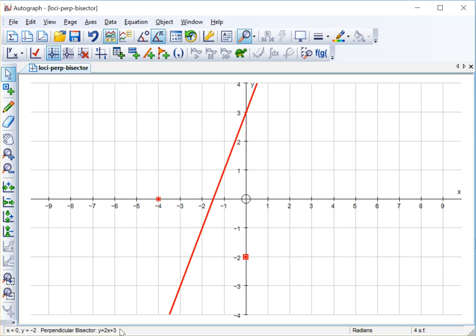I think it's great to see here that we can make a connection between geometric and algebraic forms to gain a greater understanding of complex number loci.